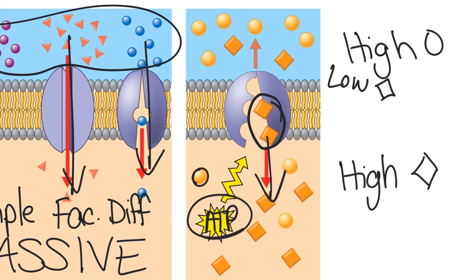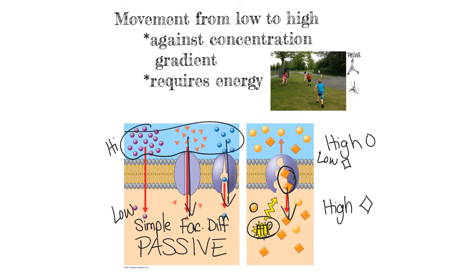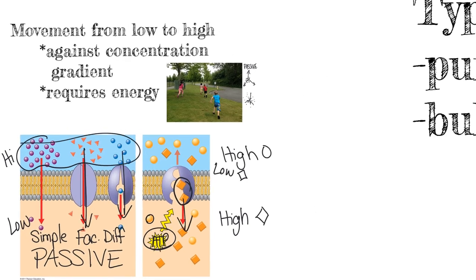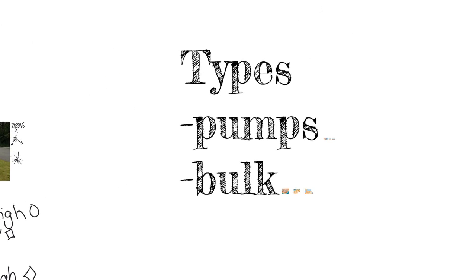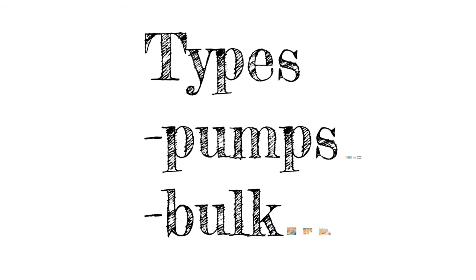So that is really where we're at today. How do you establish a concentration gradient? You need to have energy. And in terms of the types, there are two types of active transport. When we look at active transport, we can be looking at pumps, or we can be looking at something called bulk transport. We'll start with the easiest, which are the pumps.